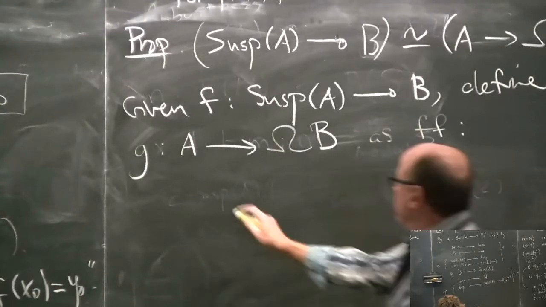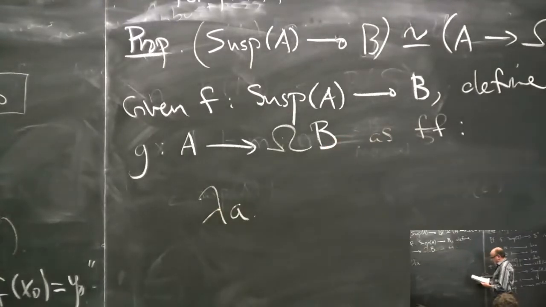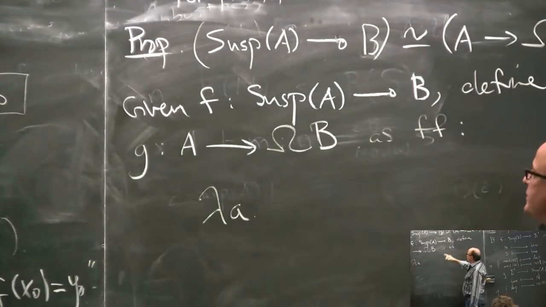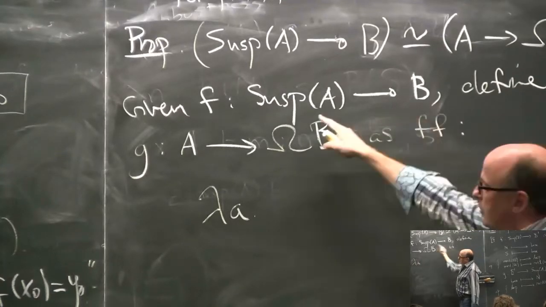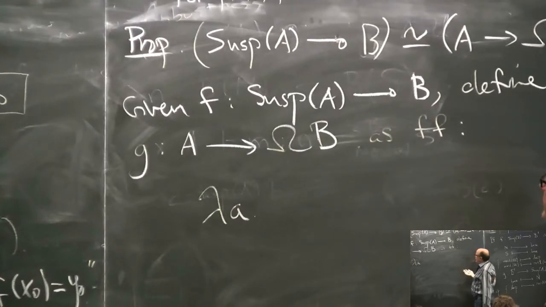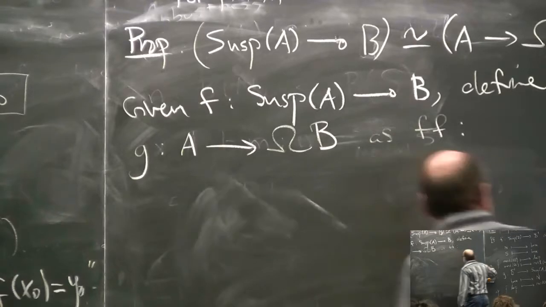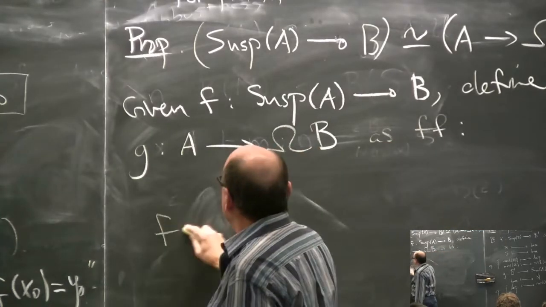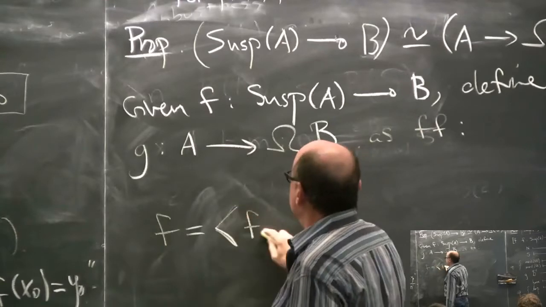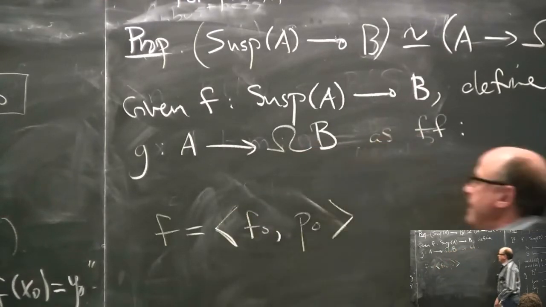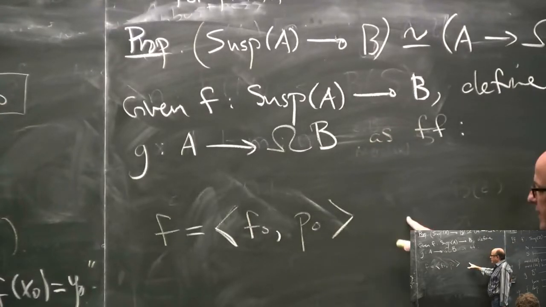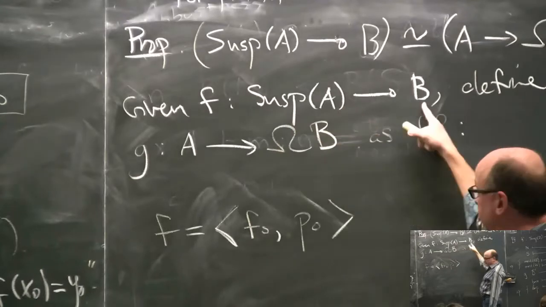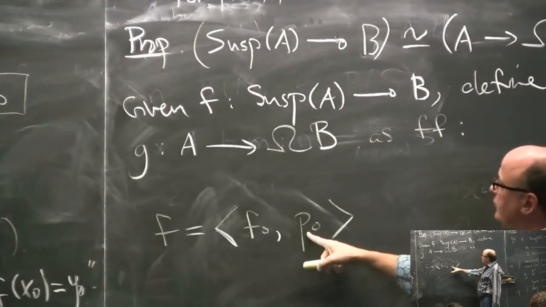So what do I do? I take my argument A, and now I want to get a loop at A. So what have I got around? Oh, I need two things. I'm not merely given, and this is exactly Spencer's point, let me write this down. It's a notational thing, a little bit of clumsiness of the notation. So what is F? F is really a pair, consisting of, let me call it F0 and P0, where F0 goes on the underlying types, so F goes from susp A to B, and this is a proof that F preserves the base point.